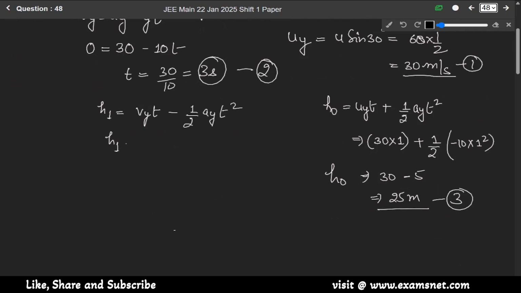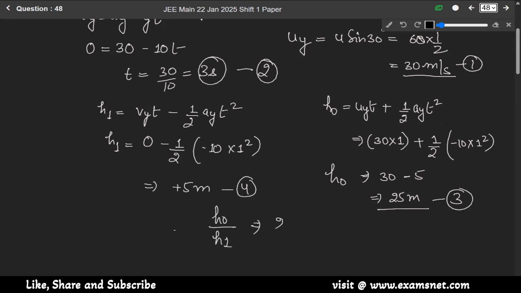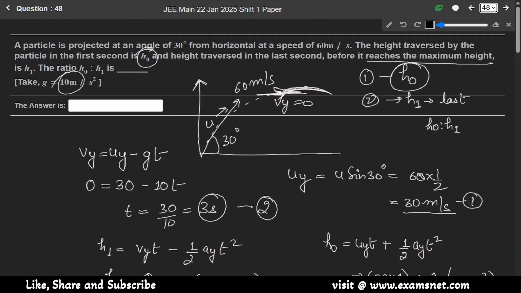So h1 will be equal to, since at maximum height the final velocity will be 0, minus of 1 by 2 minus 10 into 1 square. So it will be plus 5 meter. This is equation number 4. And we have to find the ratio of h naught over h1. So it will be 25 over 5, so it will be 5 ratio 1. So our answer is 5 ratio 1. Got it?